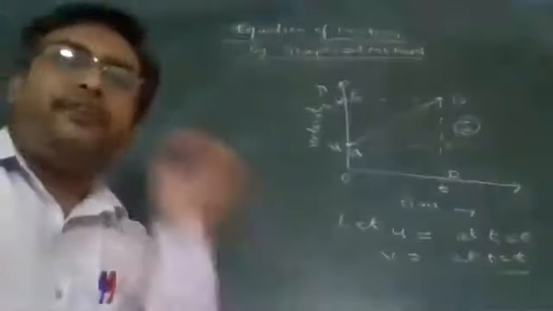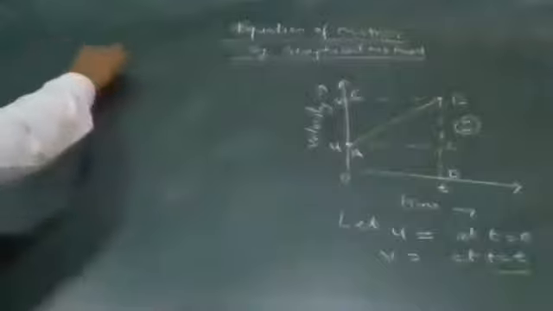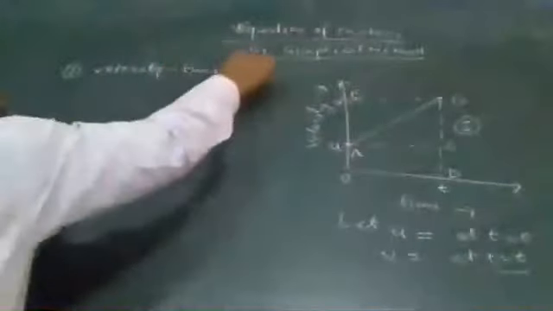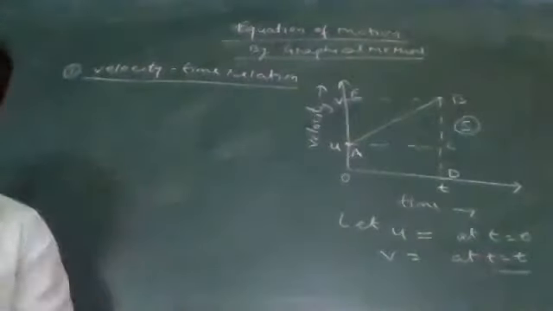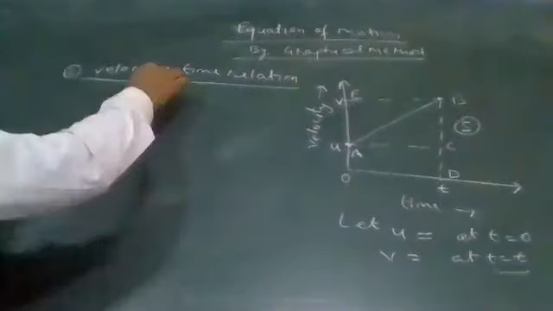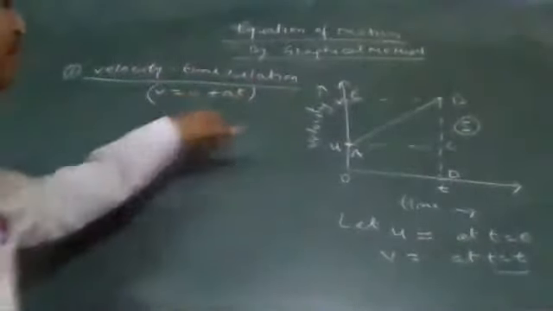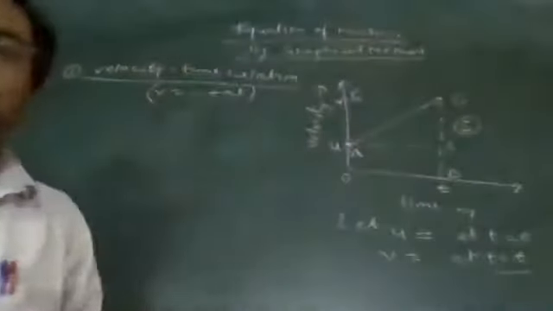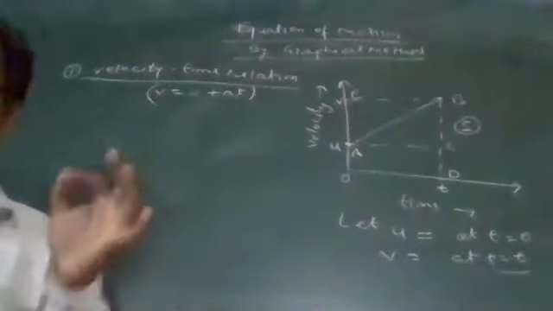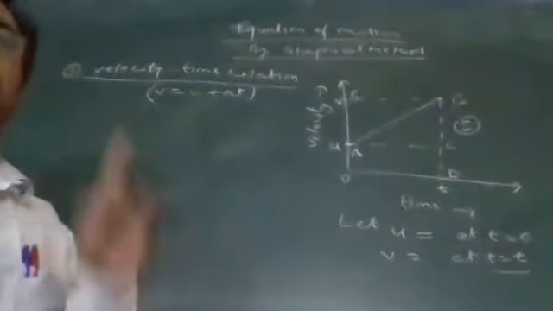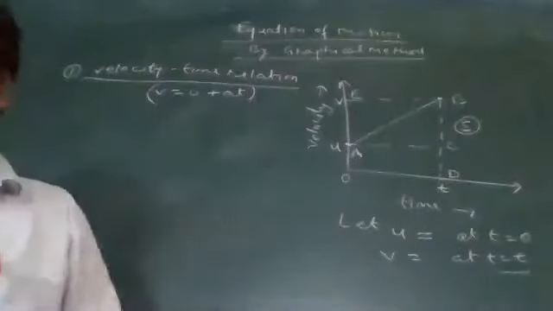Now I have to derive the first equation, that is, the velocity-time relation. What is the velocity-time relation? It is v equals u plus at. Now how will I derive it? See, this is the velocity-time graph, and the slope of the v-t graph gives you the acceleration. We have studied this already: the slope of a velocity-time graph represents acceleration.